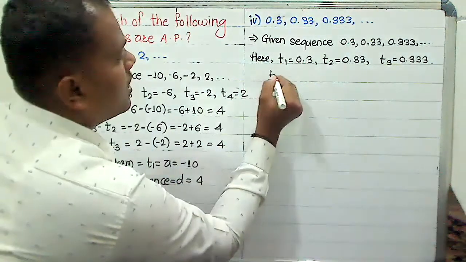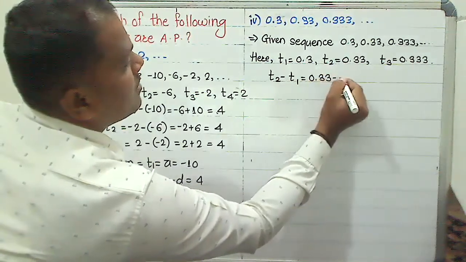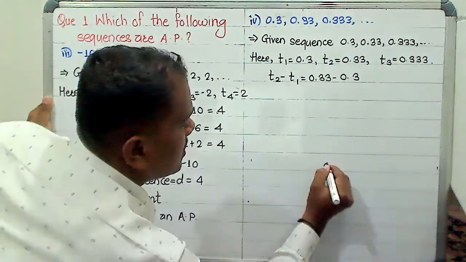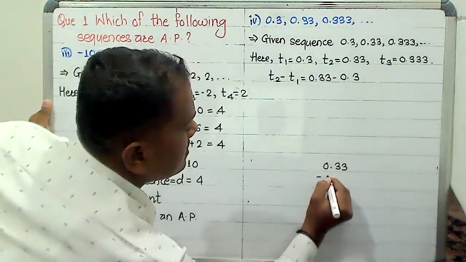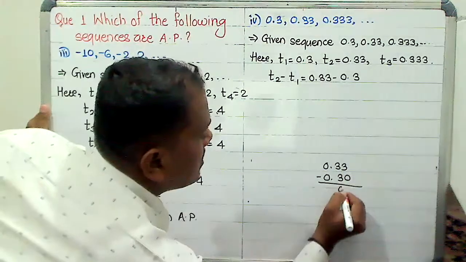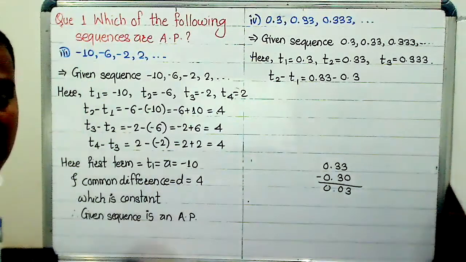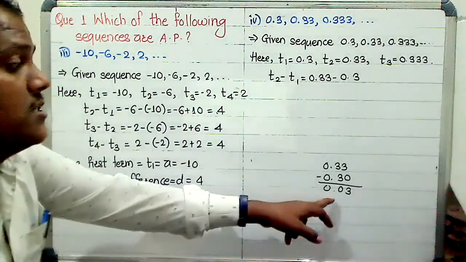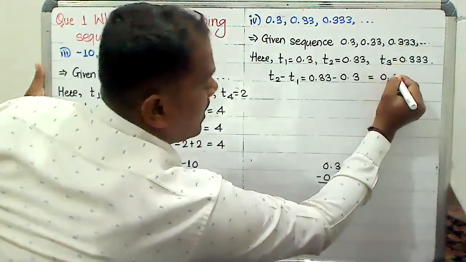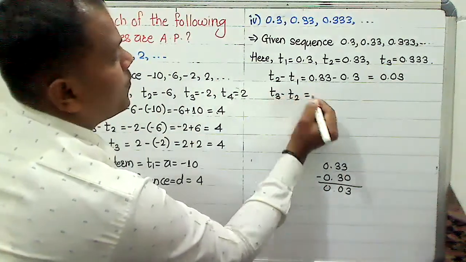So T2 minus T1 is equals to 0.33 minus 0.3. So I'm doing the subtraction here, 0.33 minus 0.3. So 0.3 is nothing but the 30. So the subtraction of 0.33 and 0.3 is 0.03. So subtraction here 0.03.